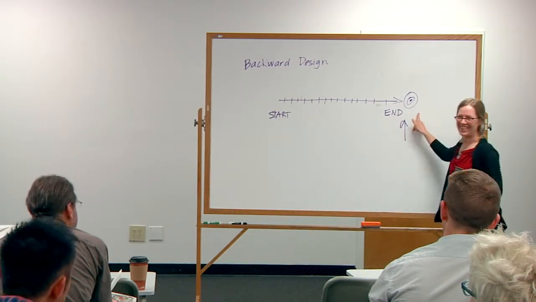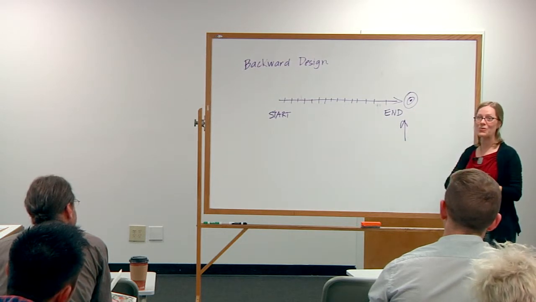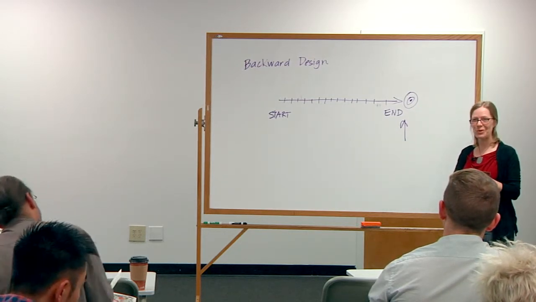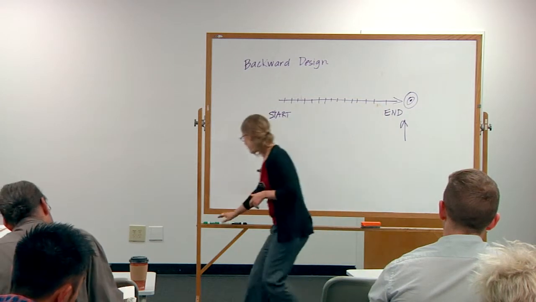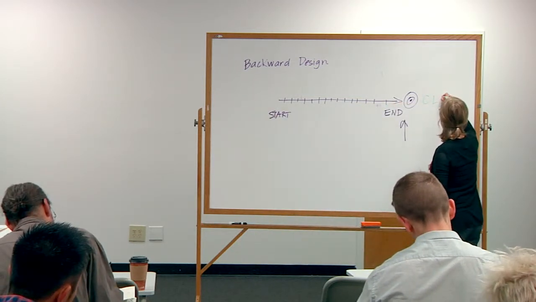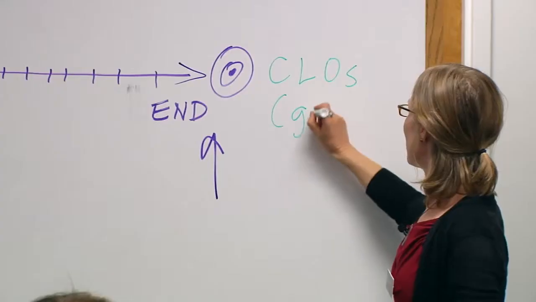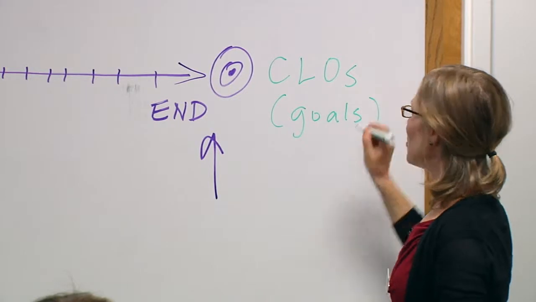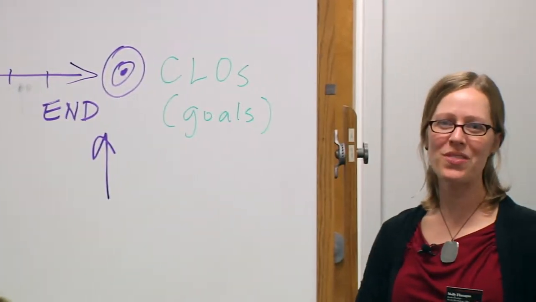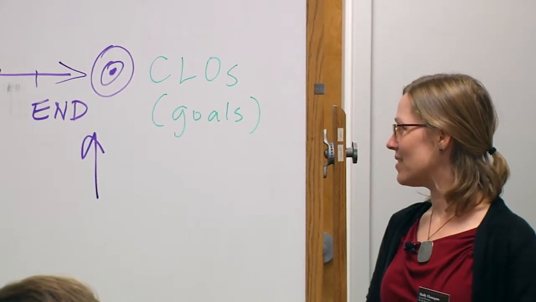Okay, here. Okay, we're going to start at the end. We're going to start with outcomes. Very good. Course learning outcomes, right? Does that sound familiar? They're also sometimes known as CLOs, course learning outcomes. Just think of those as your big learning goals for students. What do you want them to know? What do you want them to be able to do by the end of the class?